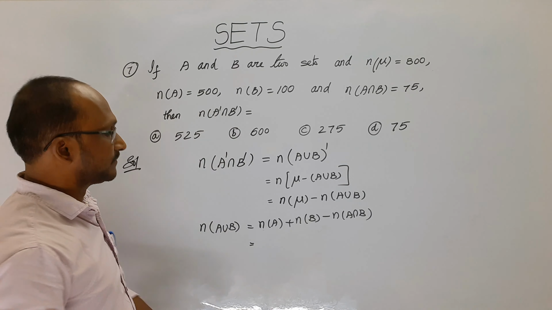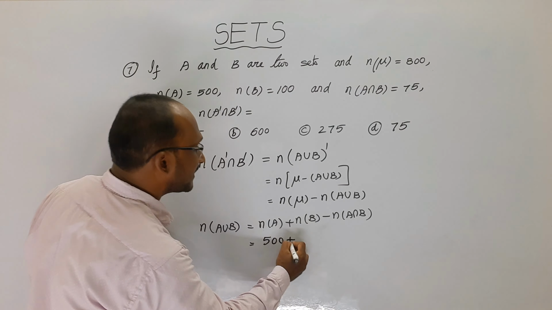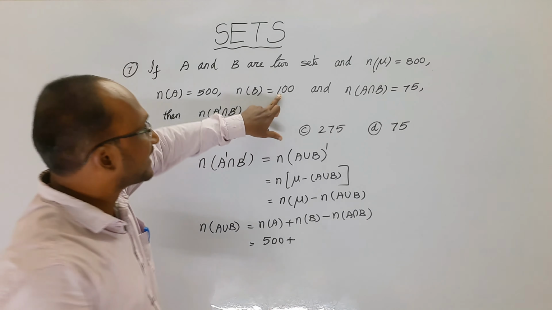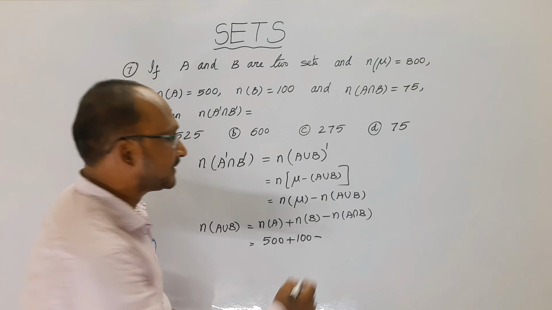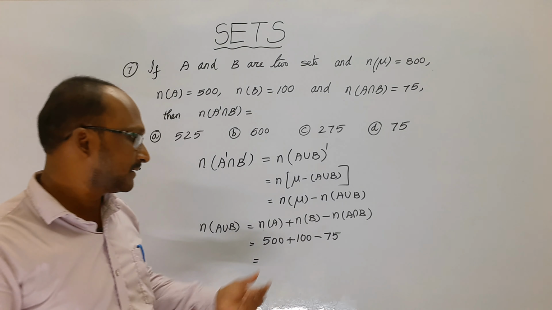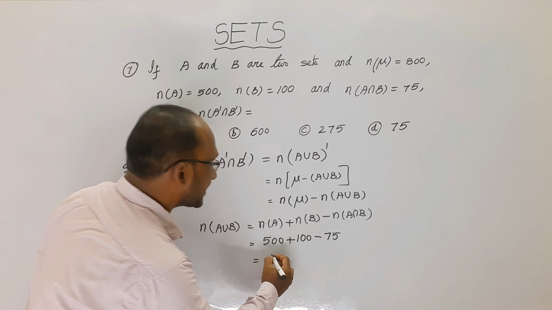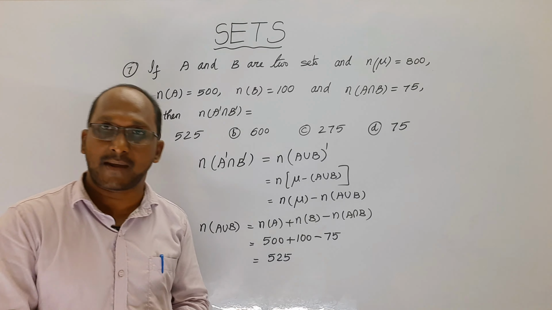What is n of A? That is 500, plus n of B, which is 100, minus n of A intersection B, that is 75. If you simplify this one, you will get 525. This is n of A union B.